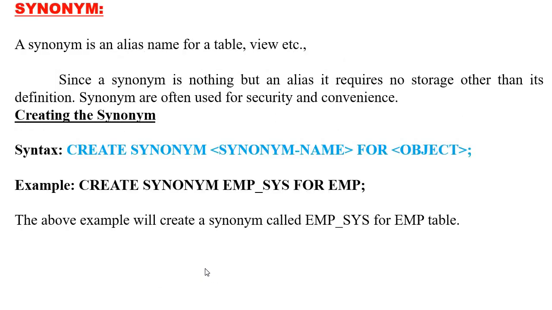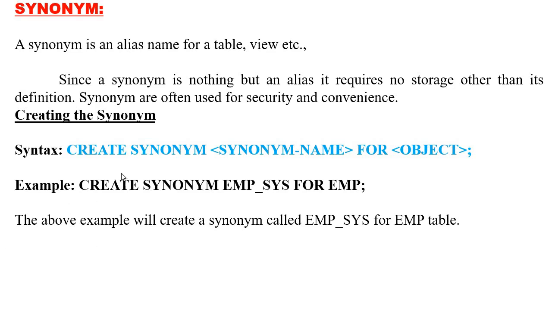The last one is synonym. A synonym is an alias name for a table, view, index, etc. Since a synonym is nothing but an alias, it requires no storage other than its definition. Synonyms are often used for security and convenience.